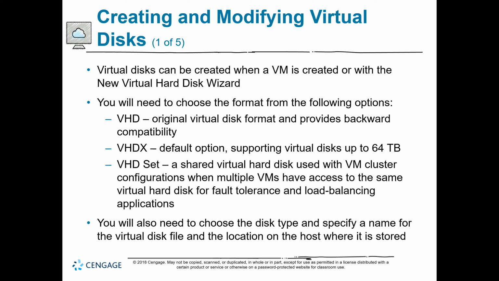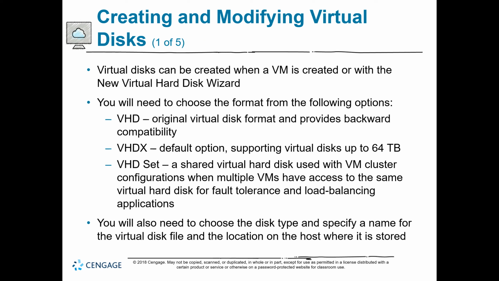VHD Set is a shared virtual hard disk used with VM cluster configurations when multiple VMs have access to the same virtual hard disk for fault tolerance and load balancing applications. So if you have something that you're going to be doing load balancing on, or that you need to have additional backups of, that's what you usually use that for.